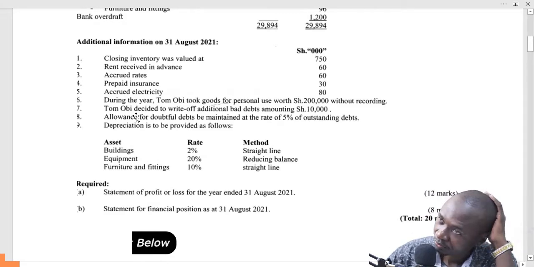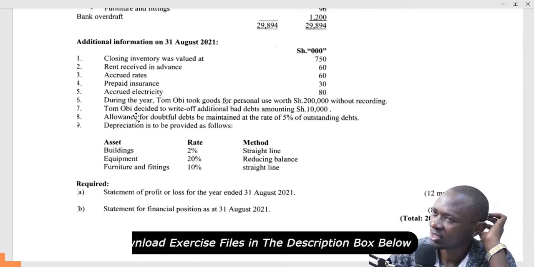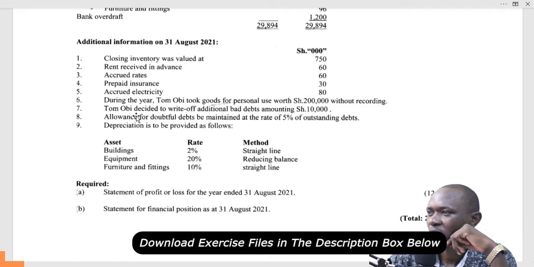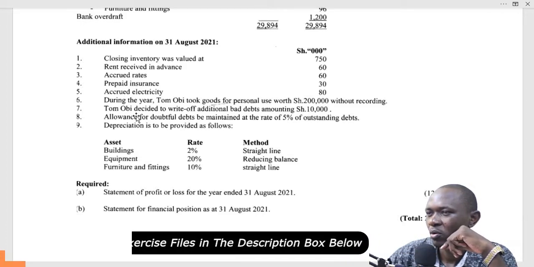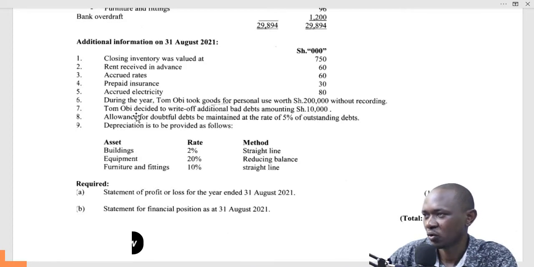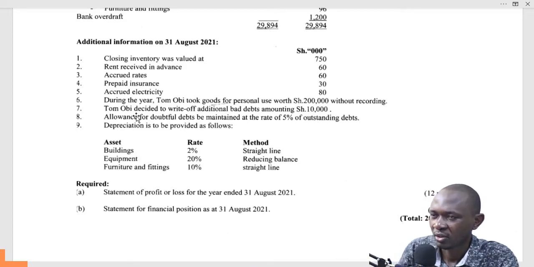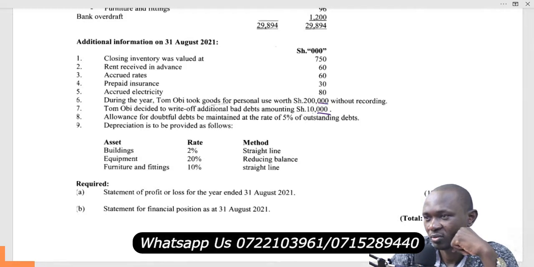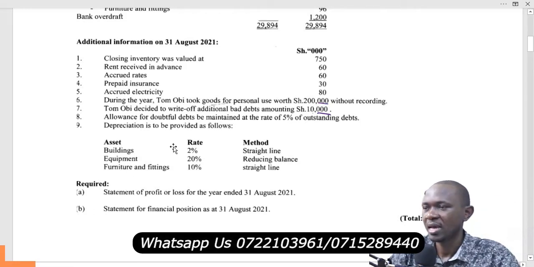The additional information on 31st August 2021: closing inventory valued at 750, rent received in advance at 60, accrued rates 60, prepaid insurance 30, accrued electricity 80, and during the year Tom Obi took goods for personal use worth 200, if we restrict the zeros, without recording. Tom Obi decided to write off additional bad debts amounting to 10,000. Allowance for doubtful debts to be maintained at a rate of 5% of outstanding debts. Depreciation is to be provided as follows: straight line, 20% reducing balance, and 10% straight line.